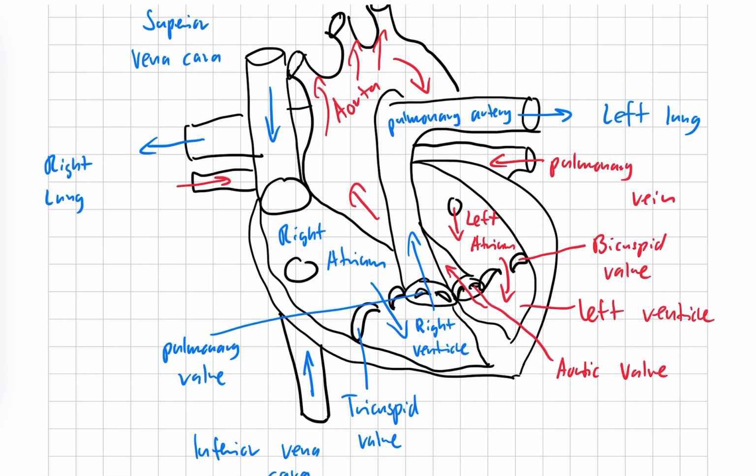So the most important thing you can take away from this is that veins take blood to the heart and arteries take it away from the heart.